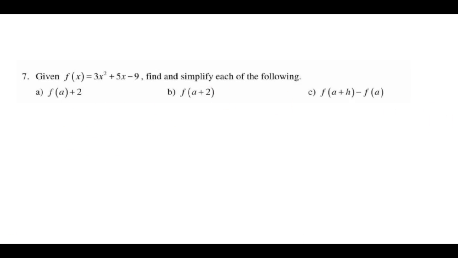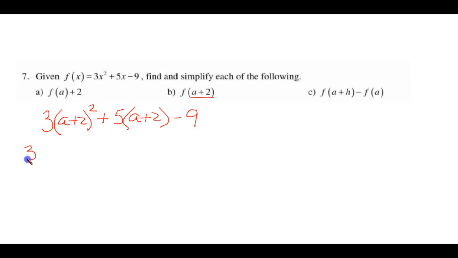Now for letter B, our x is going to be replaced by a plus 2. So let's do that together. 3. Now our x is a plus 2, the quantity squared, plus 5 times x, that we said is a plus 2, and then just minus 9.